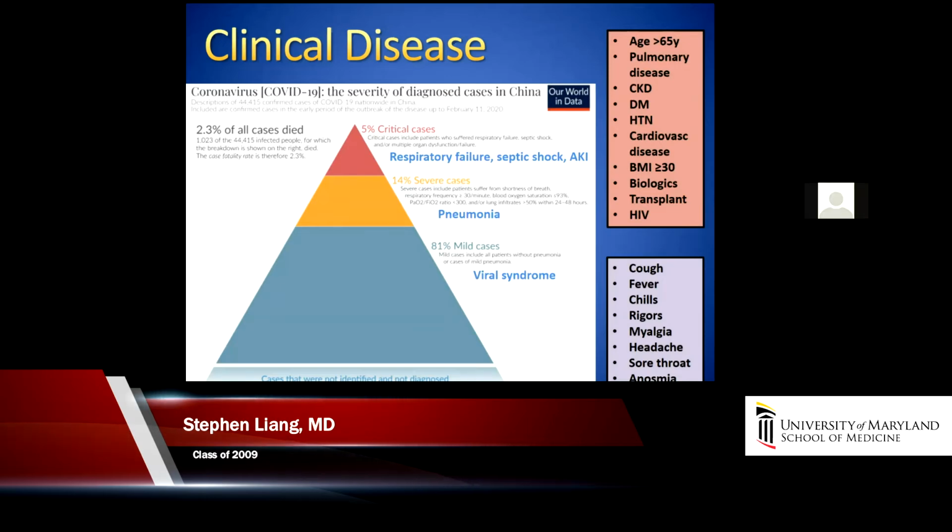and about 5% of cases are complicated by respiratory failure, septic shock, and acute kidney injury. And really, this category of critical cases and severe cases is usually going to be this population with many medical comorbidities. So certainly age, pulmonary disease, hypertension, diabetes, chronic kidney disease, and so forth.